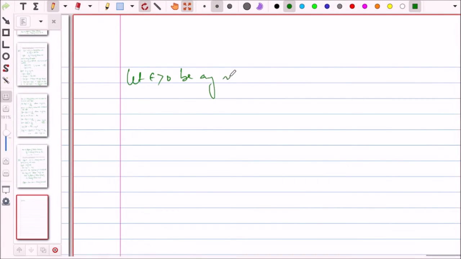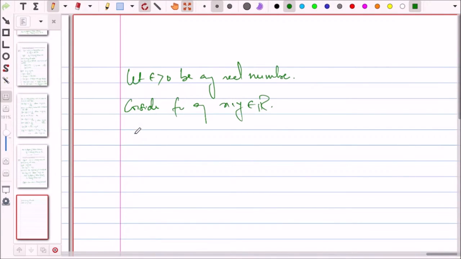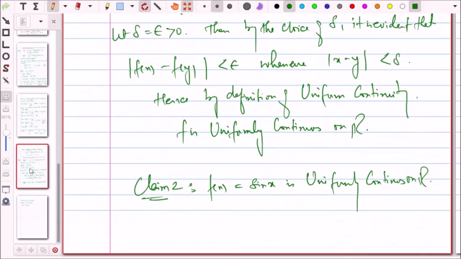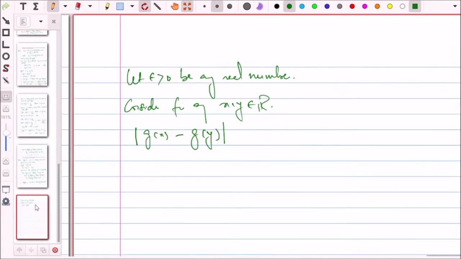For this, we will take any arbitrary epsilon. Let epsilon greater than 0 be any real number. We have started with any arbitrary epsilon, and we have taken any two points x, y in R. Consider g(x) minus g(y). This was our function g(x), not f(x). We started with g(x) minus g(y), so this is sin x minus sin y.